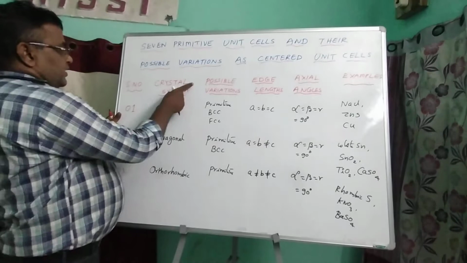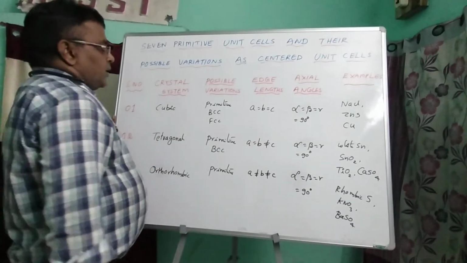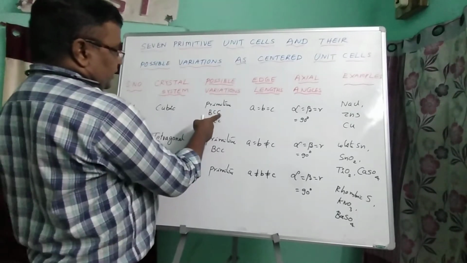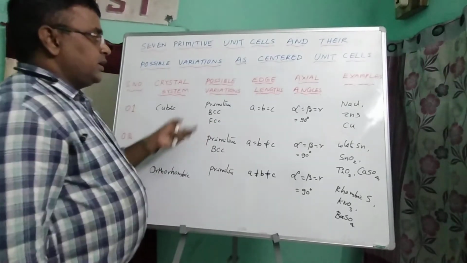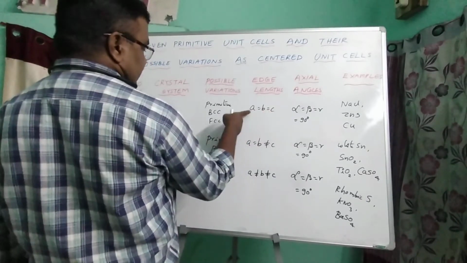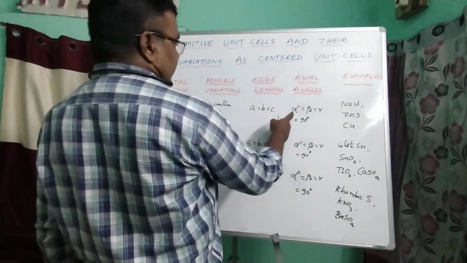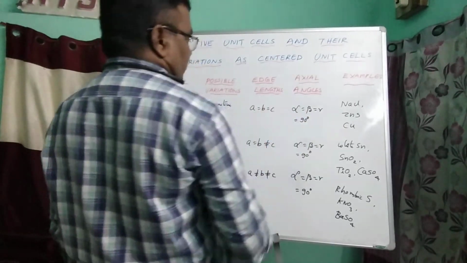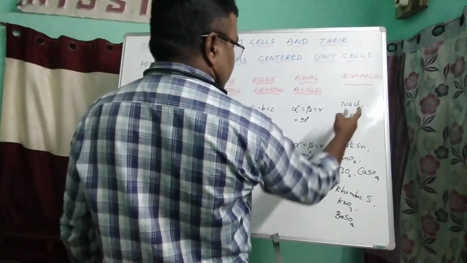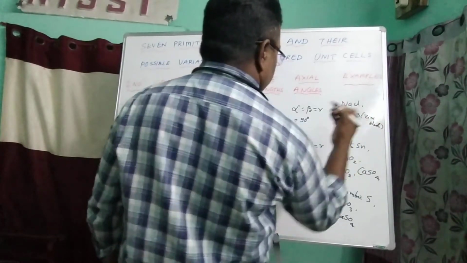Serial number 1, the first crystal system is cubic. Possible variations: it may be primitive or simple, body centered crystal unit, or face centered crystal unit. Edge lengths: a = b = c, that is width equals length equals height. Axial angles: alpha = beta = gamma = 90 degrees, right angles. Examples: sodium chloride, zinc sulfide, copper. Zinc sulfide is also known as zinc blende, a mineral of zinc.